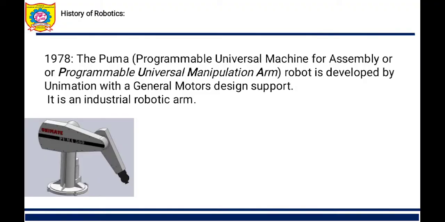1978 was very remarkable. PUMA had come. PUMA is a robot arm, called Programmable Universal Manipulation Arm, or also Programmable Universal Machine for Assembly. Its short form is PUMA. In short, it is a robotic arm. It was developed by General Motors with the help of Unimation. Previously we saw the first robotic company, Unimation. With the help of General Motors, it designed this robotic arm, which is very well used in industry.